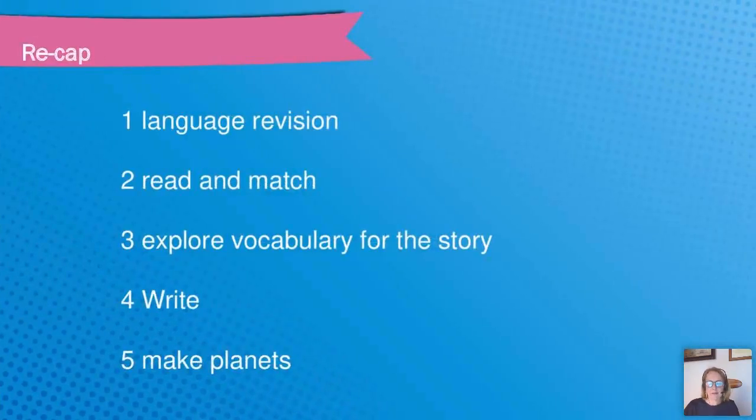So let's just recap again. What did we do in that mini lesson? We revised linking language or linking words. Then we read and matched. We then explored vocabulary for the story, and then we would have asked our learners to write the story. And then as a fun follow-up activity, making planets and building your own solar system. Oranges are a good idea. Thank you, Maria. Making our own planets and thinking about our world or our solar system.